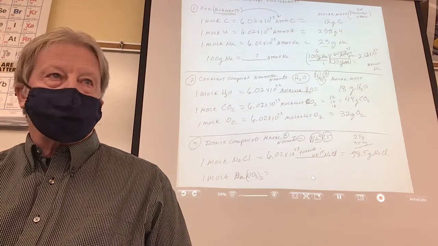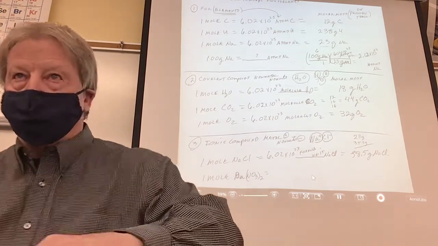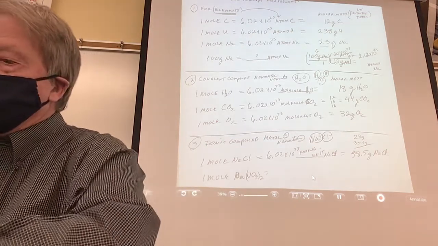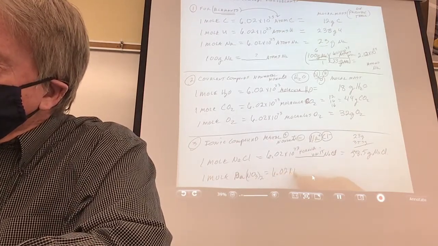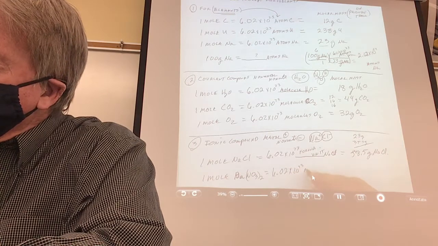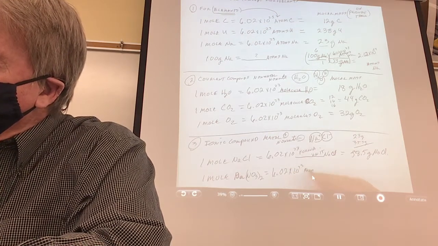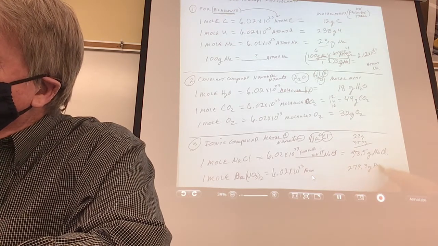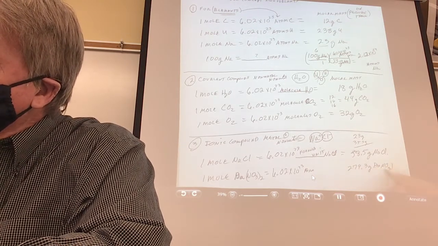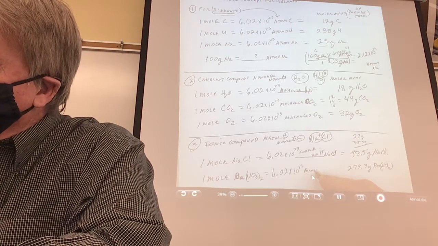Everybody ready to do this one? All right, ready? Finley? 1 mole barium nitrate equals 6.02 times 10 to the 23rd formula units of barium nitrate equals 279.3 grams of barium nitrate.